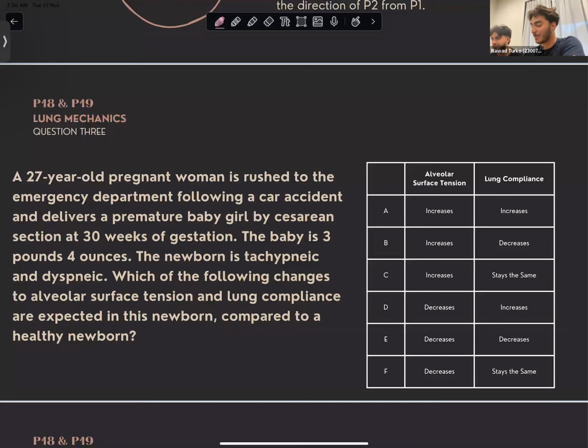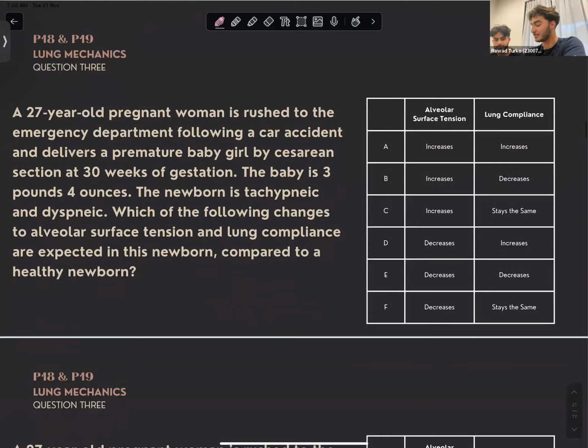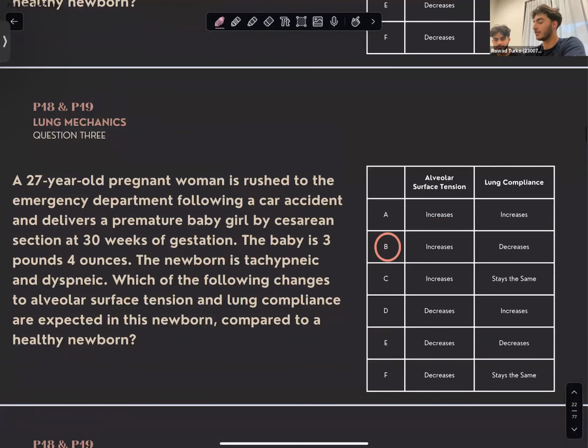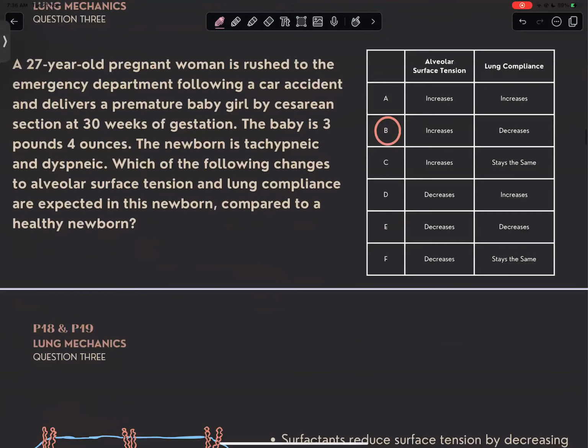The answer is B. Do you guys know what disease this infant has? You can just give me the acronym. Respiratory distress syndrome. Yes. Infant respiratory distress syndrome, or IRDS, or RDS. It's the same thing. Or surfactant deficiency, as you said. Surfactant deficiency.